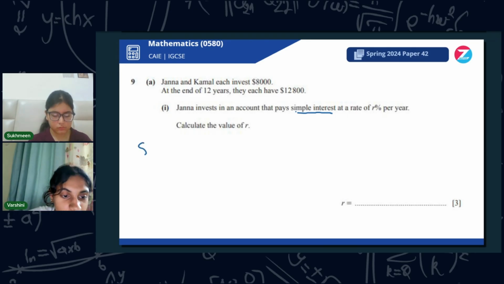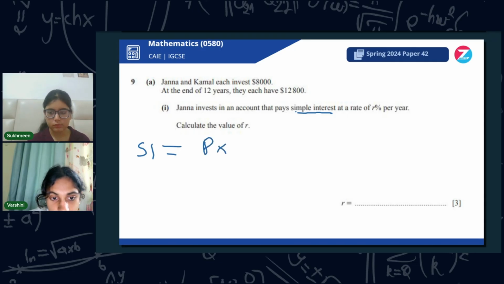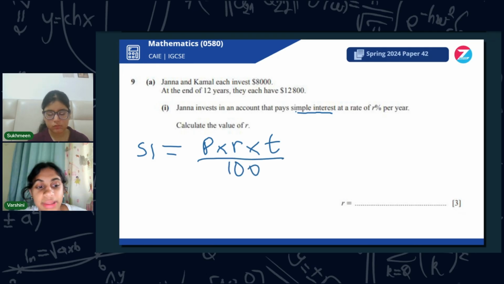First, let's put in the formula for simple interest. It's just going to be P, the principal amount, into R, which is the interest rate, into T, which is the time, divided by 100. This is going to be the interest she earned, not the entire value in her bank. The entire value in the bank is 12,800. So once we calculate this, it's just the interest she earned, and we have to add it to her initial amount, which was 8,000.